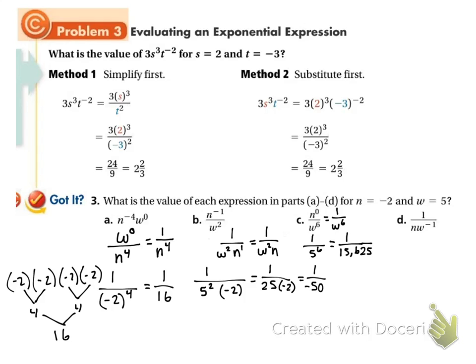And our last one here, so the w is the thing that has that negative 1 on it. So the w to the negative 1 needs to move. So this means that our n will still be on the bottom. We'll bring w to the 1. W to the 1 is just w. So when we plug in, we get 5 over negative 2.